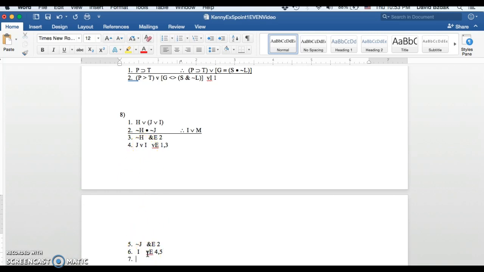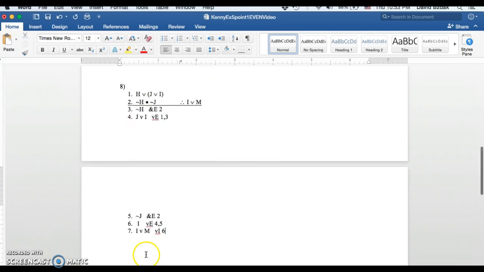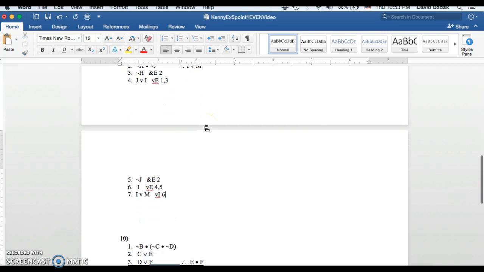And then our last step is to put that into a disjunction with M. Right, disjunction introduction says if I have any sentence, I can put it into a disjunction with any other sentence. So I have I, so I put it I or M by disjunction introduction. Since that's my conclusion, I'm done.